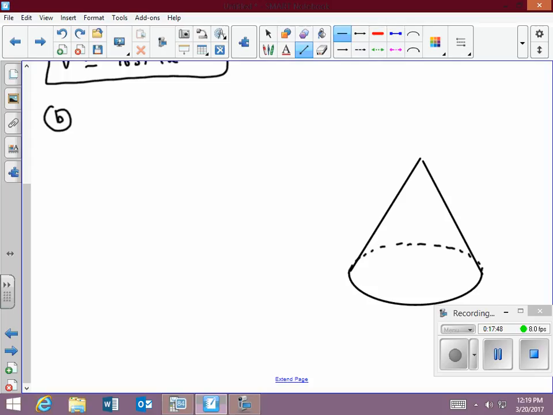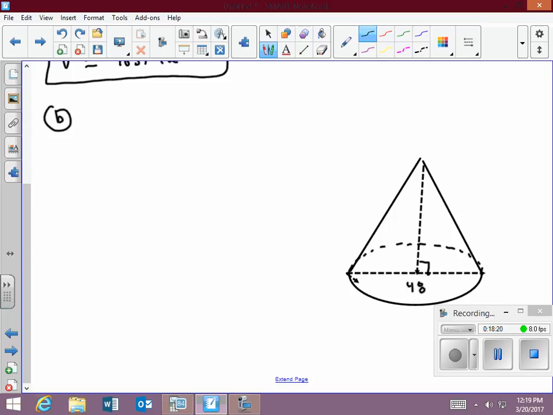And it says these are right regular cones. And for volume, we need to know this perpendicular distance. It's a right regular cone, so this is 90 degrees to that. What we're given is this distance is 48, and then this side is 40.